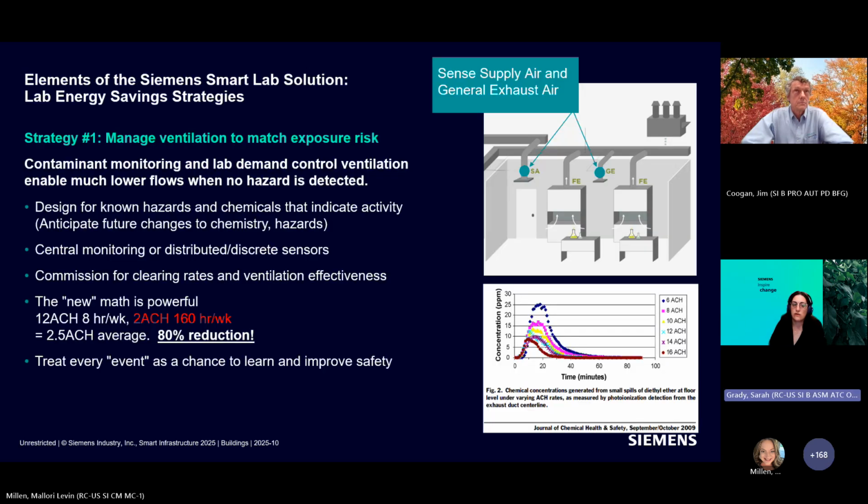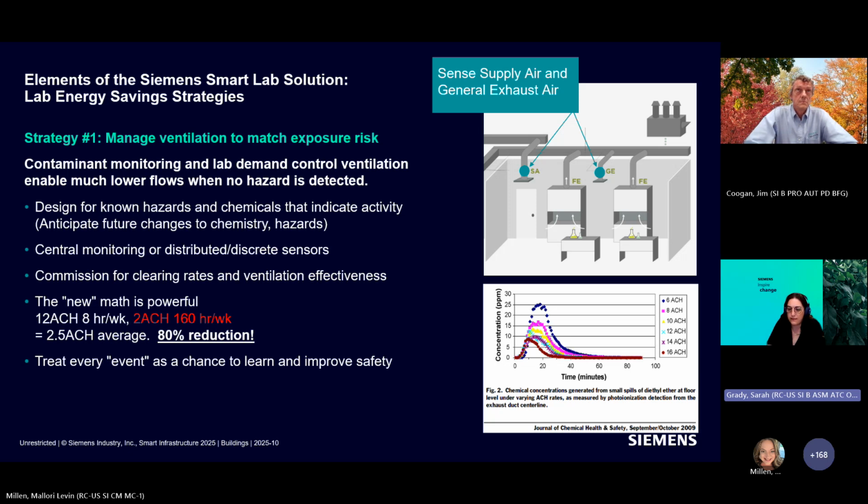So with demand control ventilation, what we're really doing is using smart sensors, installed into each of the laboratories to measure both the supply and general exhaust and determine the presence of hazards. This allows for continuous feedback to the air quality of the rooms, and it allows for air change rates to be safely reduced further.